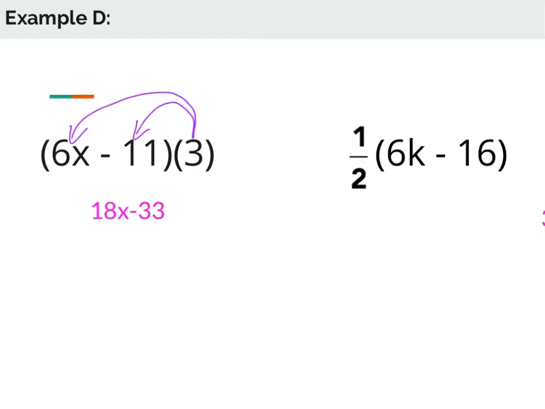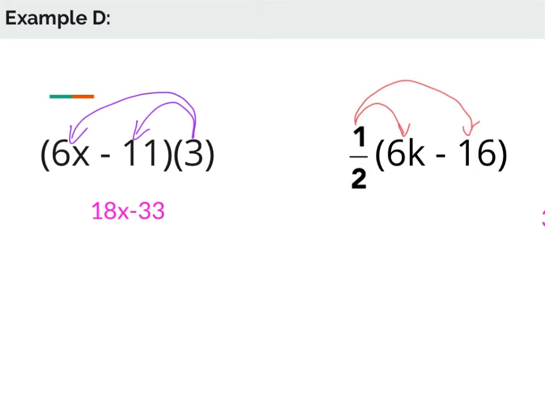Then on the right side there, I have 1/2 outside the parentheses, 6k minus 16 on the inside. Now, luckily, I have my calculator, and I can multiply fractions in my calculator. I just have to be careful about how I do it. If I'm going to multiply by a fraction inside my calculator, I'm going to put the fraction in the calculator first. So I have to type 1 divided by 2 times whatever I'm multiplying by. In this case, it's going to be 1 divided by 2 times 6. Then 1 divided by 2 times negative 16.